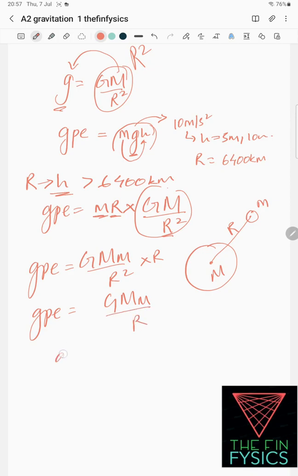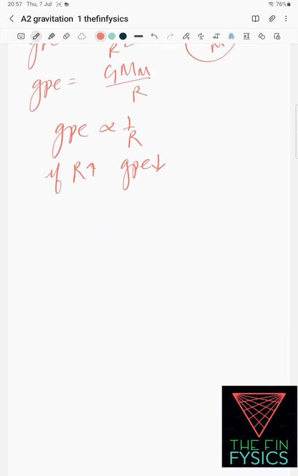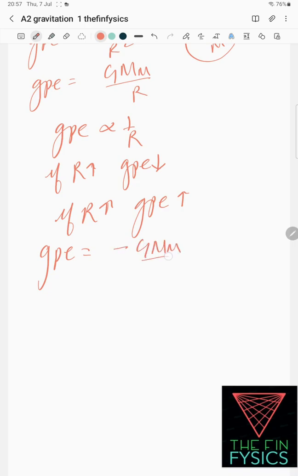Now according to this formula, GPE is inversely proportional to r, which means if your r is increasing, your GPE is decreasing. But this is not what you have learned, and this is not what GPE actually means. According to GPE, if my separation increases, my GPE needs to increase. So we go back to the same formula, GPE is equal to, and I just put a negative sign. Why do we put a negative sign? We'll see this in the next video.